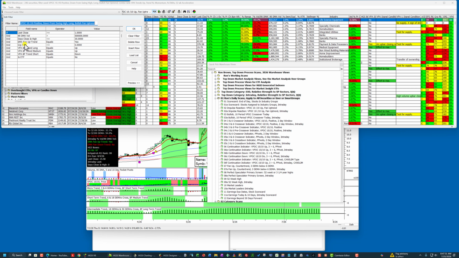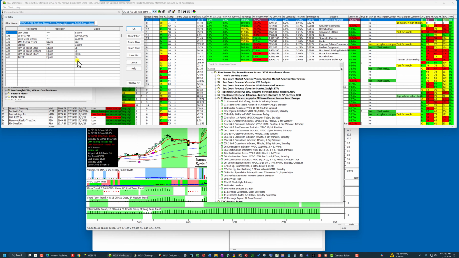Here's the main thing right here. The fan uptrend is up equals yes. I'm not requiring a group, just to locate stocks that are not assigned to groups yet. And the long-term trend is up. The medium-term trend is up. The short-term trend is down. Is an ETF equals no.